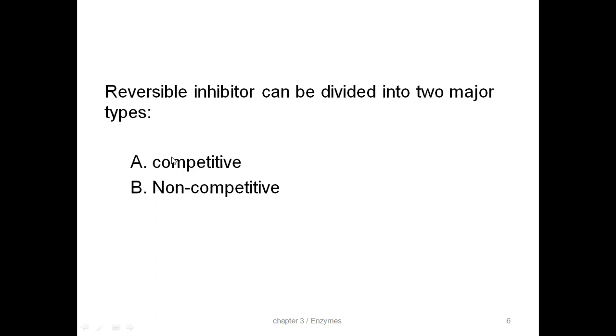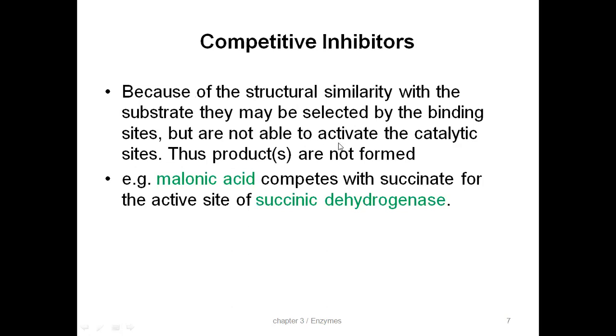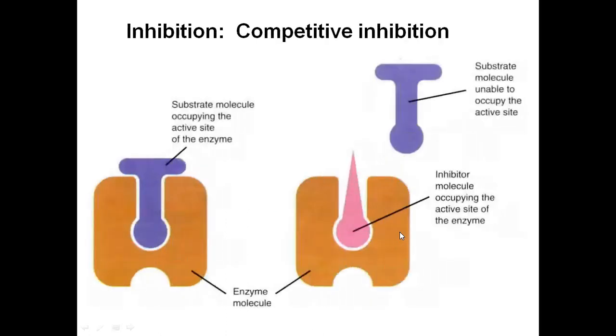The reversible inhibitors can be divided into two major types, the competitive and the non-competitive inhibitors. The competitive inhibitors, because of the structural similarity with the substrate, may be selected by binding sites, but they are not going to be changed into the products by the catalytic sites. Malonic acid competes with succinate for the active site of succinic dehydrogenase.